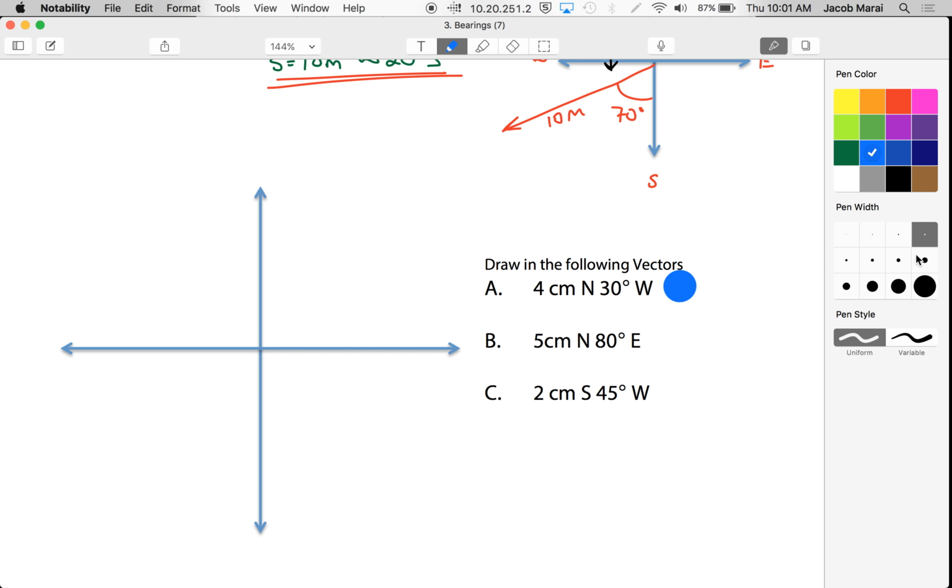No, you don't need a protractor. Just try and pick. So, for example, 30 degrees, I'm going to draw it closer to north than to west. I'll tell you now, when I'm marking your tests, I'm not going to sit there with a protractor and measure every single one, or I'll be there for hours.